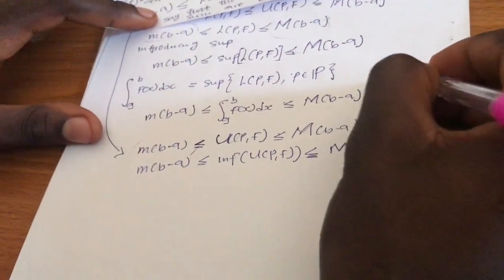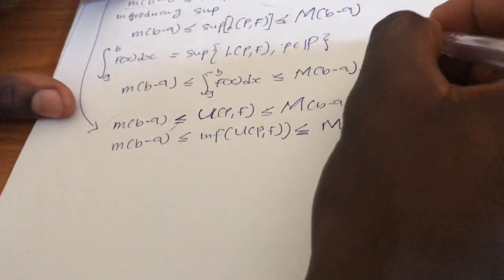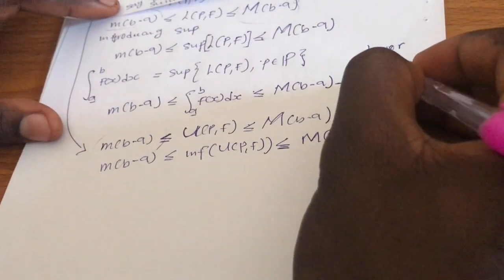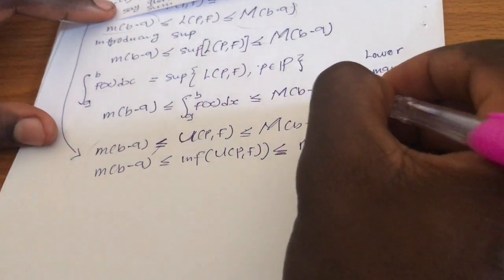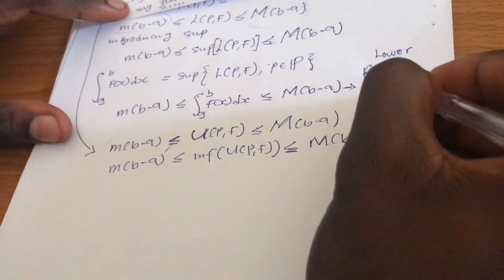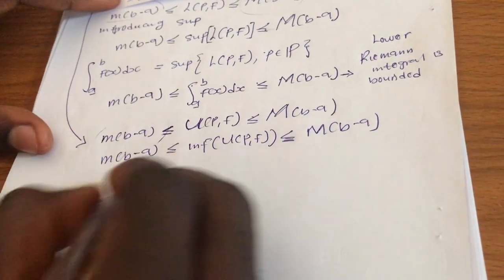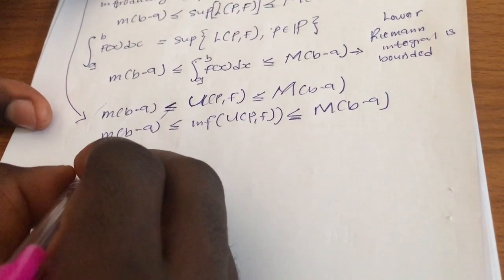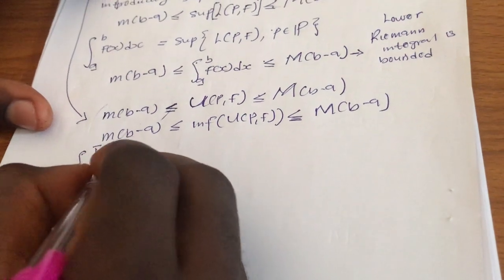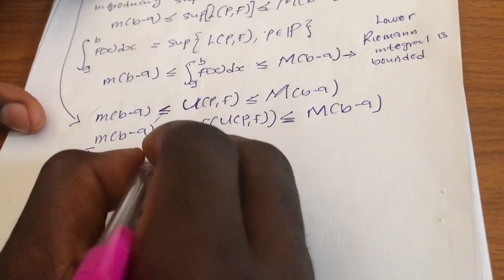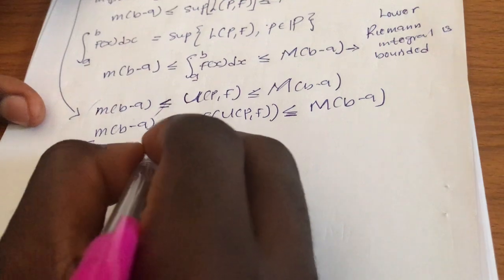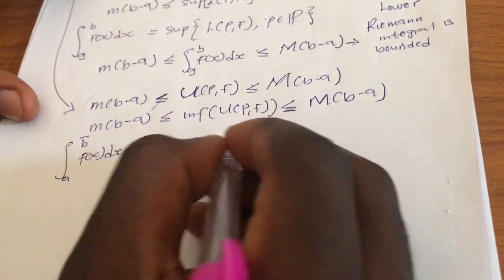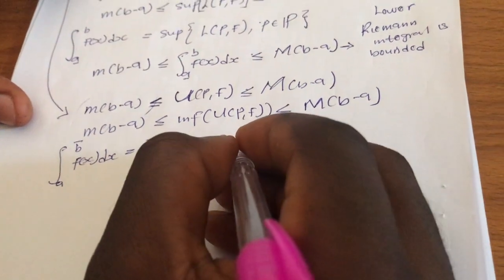The lower Riemann integral is bounded. Here now, we know by definition that the integral from a to b of f(x) dx is equal to the infimum of the upper sums.